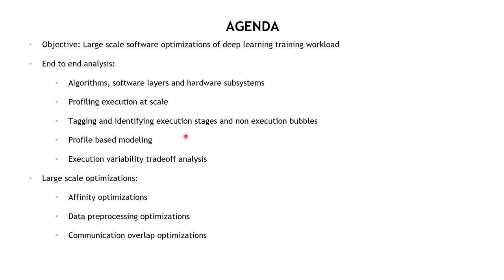Then we can feed that information into a set of execution models, which guides the trade-off analysis that affects the large-scale execution. To conclude the tutorial, we will cover the most important optimizations applied to ResNet 50 workload that lead to improved performance at large scale.